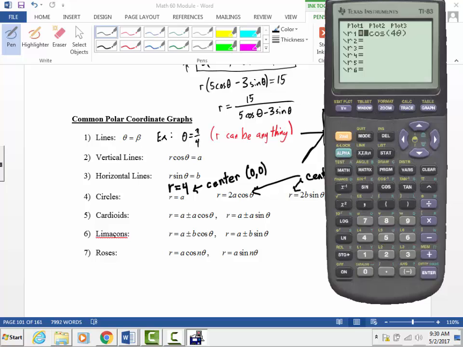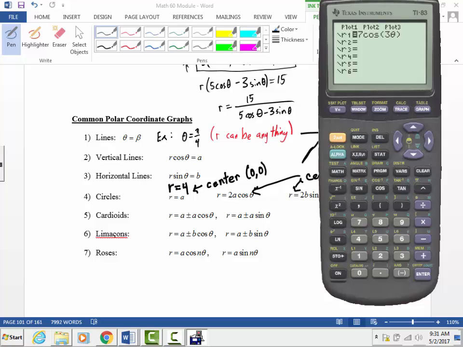Let's do an odd number now. Let's make this a 3. How many petals there? 3. How many petals do you think it's going to be if it's a 5? 5 petals. So, odd numbers for n give you n petals, but even numbers for n give you twice n. Yeah, I didn't realize that.